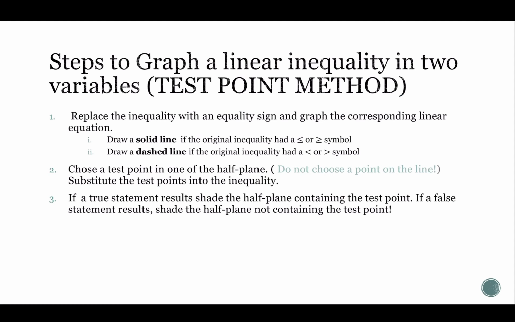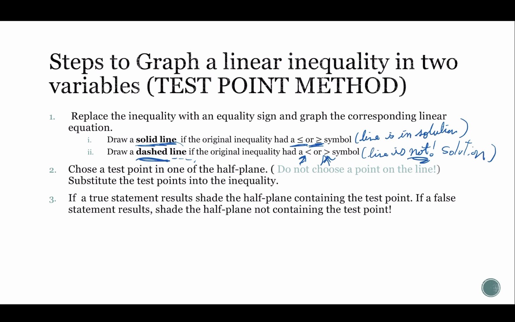So here are my tips to graph a linear inequality in two variables. First, replace your inequality with an equal sign and graph the corresponding linear equation. You have a solid line if it's less than or equal to or greater than or equal to, and that's because the line is in your solution. If it's strictly greater than or strictly less than, the line is not in your solution, so that's when you use a dashed line. Line is not in the solution.